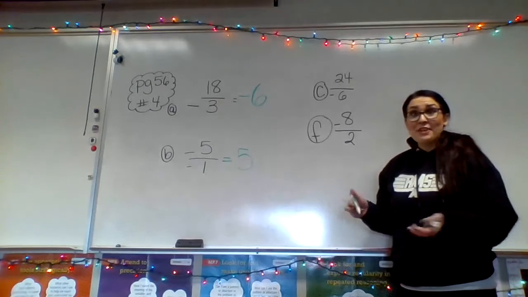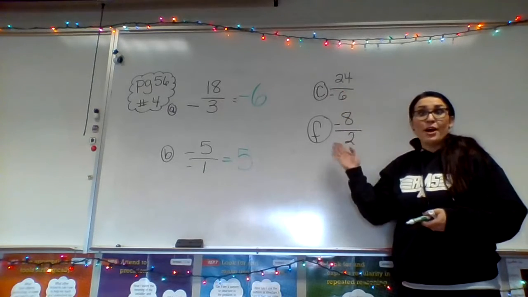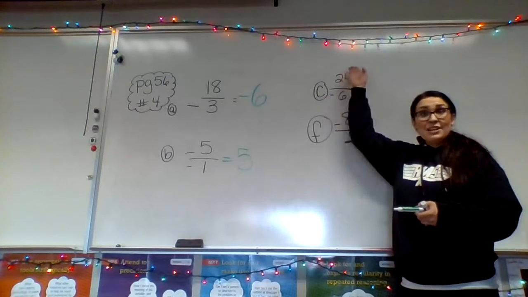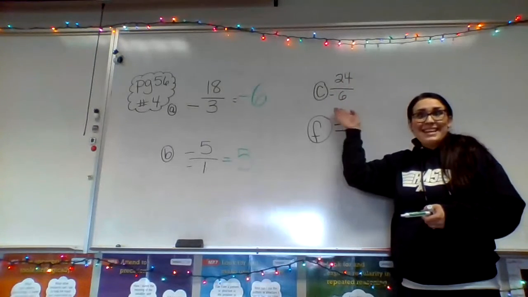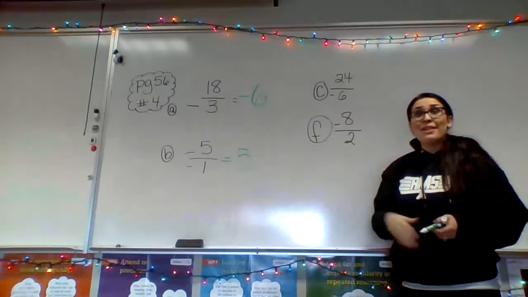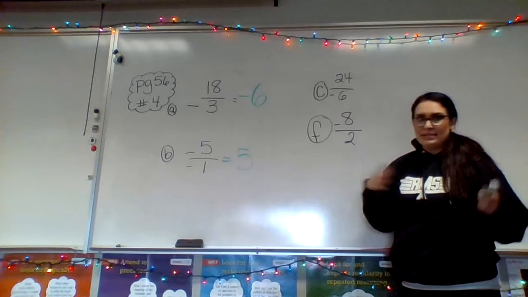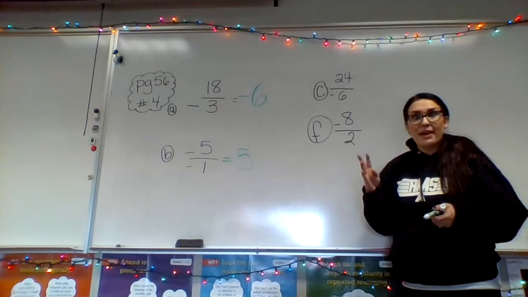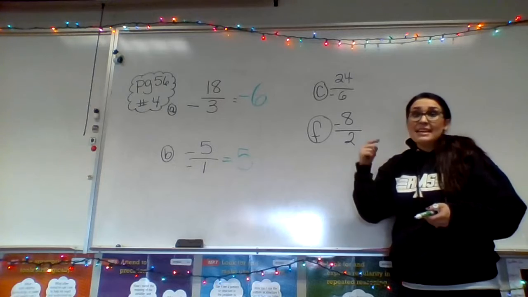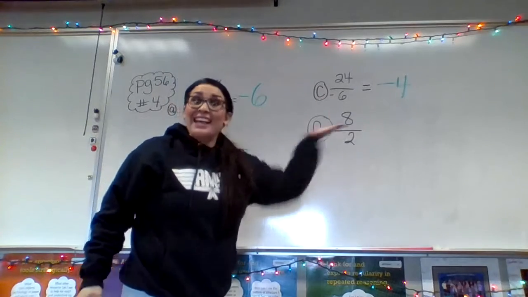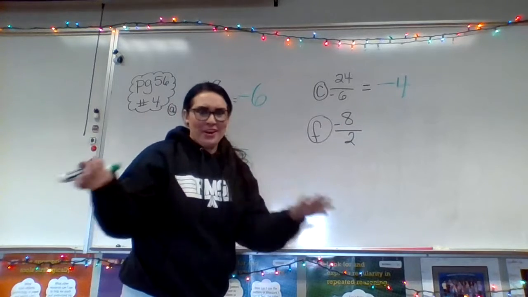All right, my friends, so now we're going to look at part C and part F for, again, problem number 4. Part C is 24 divided by a -6. Now again, think of your fact families. You know that 24 divided by 6, positive or negative, that part doesn't matter, is going to be 4. That's your fact family. But now let's think. Is that going to be a positive 4 or a negative 4? Ta-da! It's going to be a -4, but you already knew that.